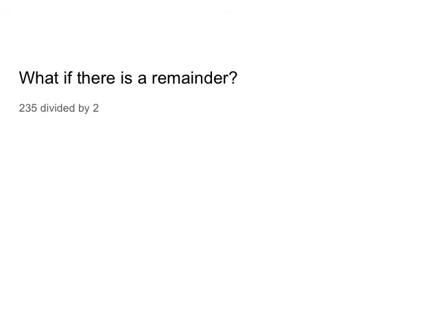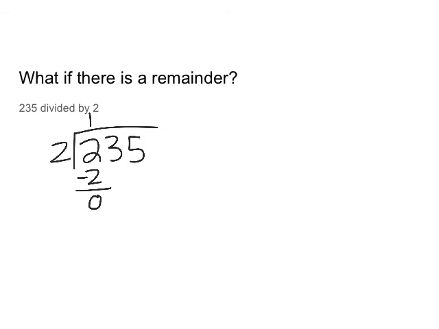All right, now they don't always work out as nicely as the ones we've done so far. So let's say we have something like 235 divided by 2. Let's try it. 2 goes into 2 once. We multiply, subtract, we get 0. Bring down our next digit. 2 goes into 3 one time. 1 times 2 is 2. We subtract, we get 1.